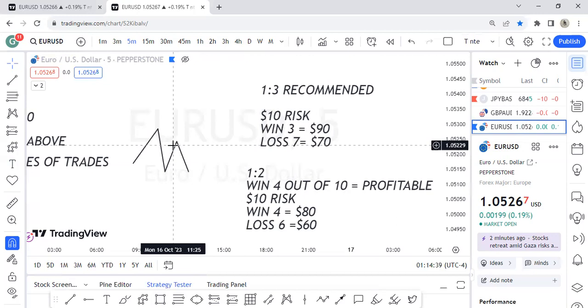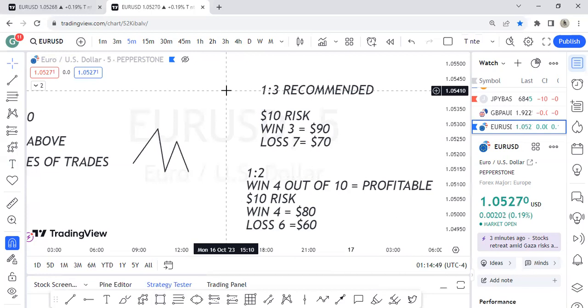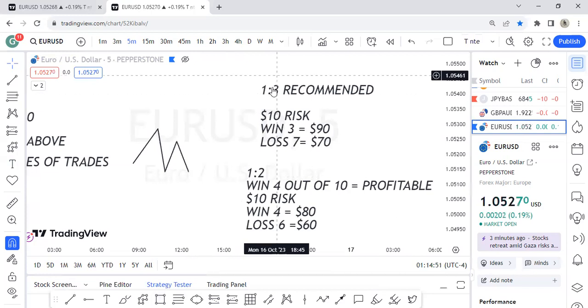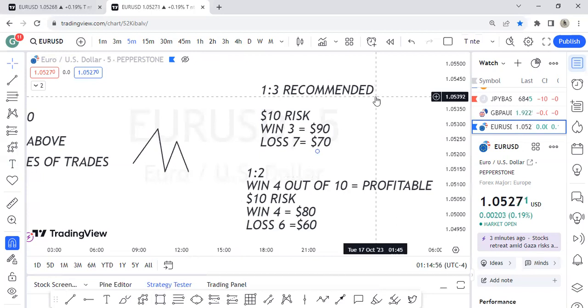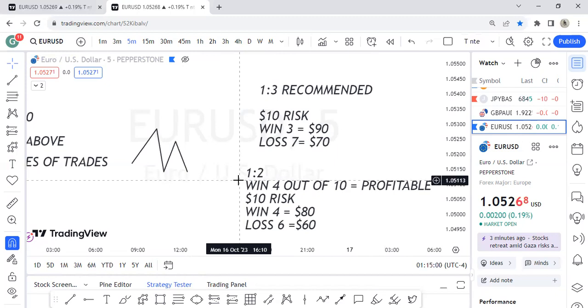So with 1:2, you'll be winning more trades than 1:3. But with 1:3, you'll be making more money than 1:2. So if you're able to tweak your strategy to have more wins at 1:3, then you should do 1:3. But if your strategy can deliver 1:2 very easily, just go for 1:2. You can always go for 1:5, 1:6, 1:7. They are also very good. I'm just giving you the best case scenarios, when you're not trying to make too much.